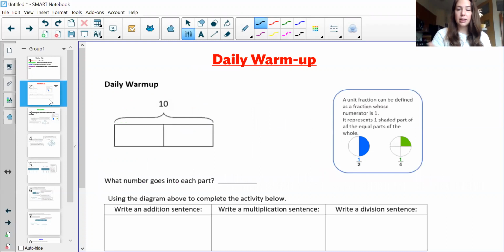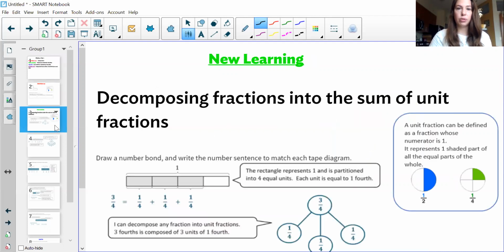So today, this is the daily warm-up, but you're going to do this part on your own. So if you haven't done this yet, pause the video and do this all by yourself. But I'm going to get going with the new learning. Okay, so today's lesson is decomposing fractions into the sum of unit fractions.